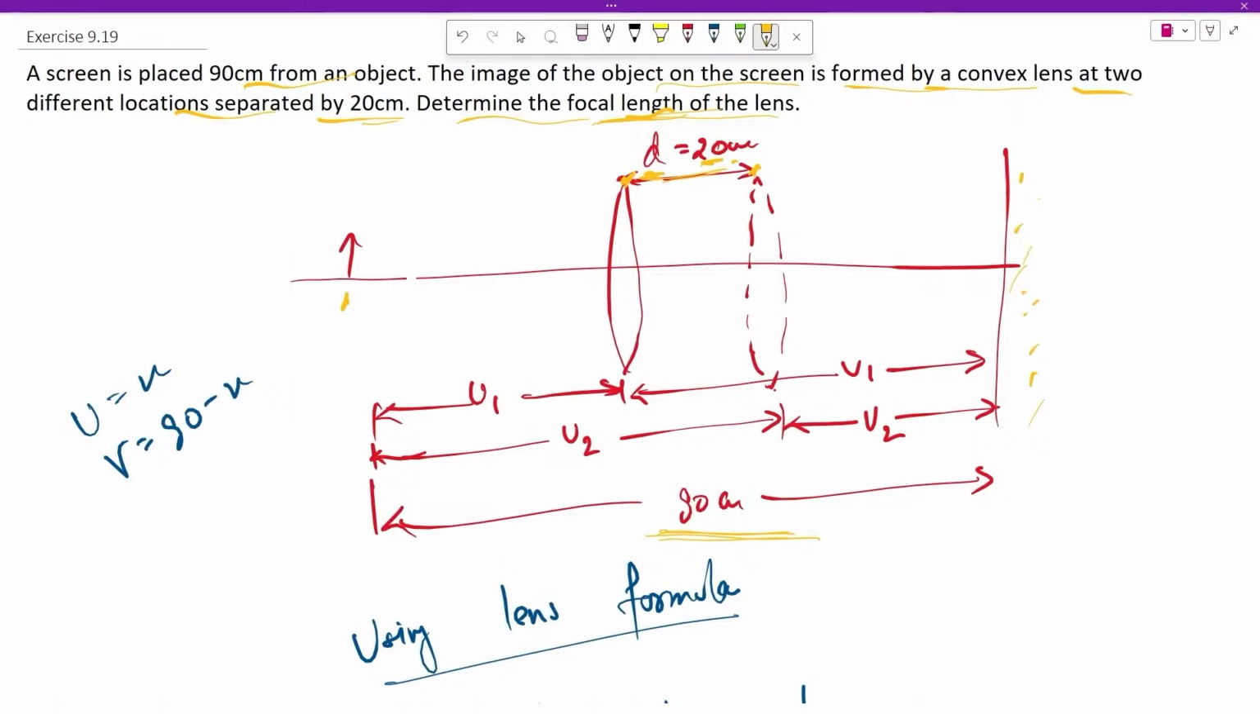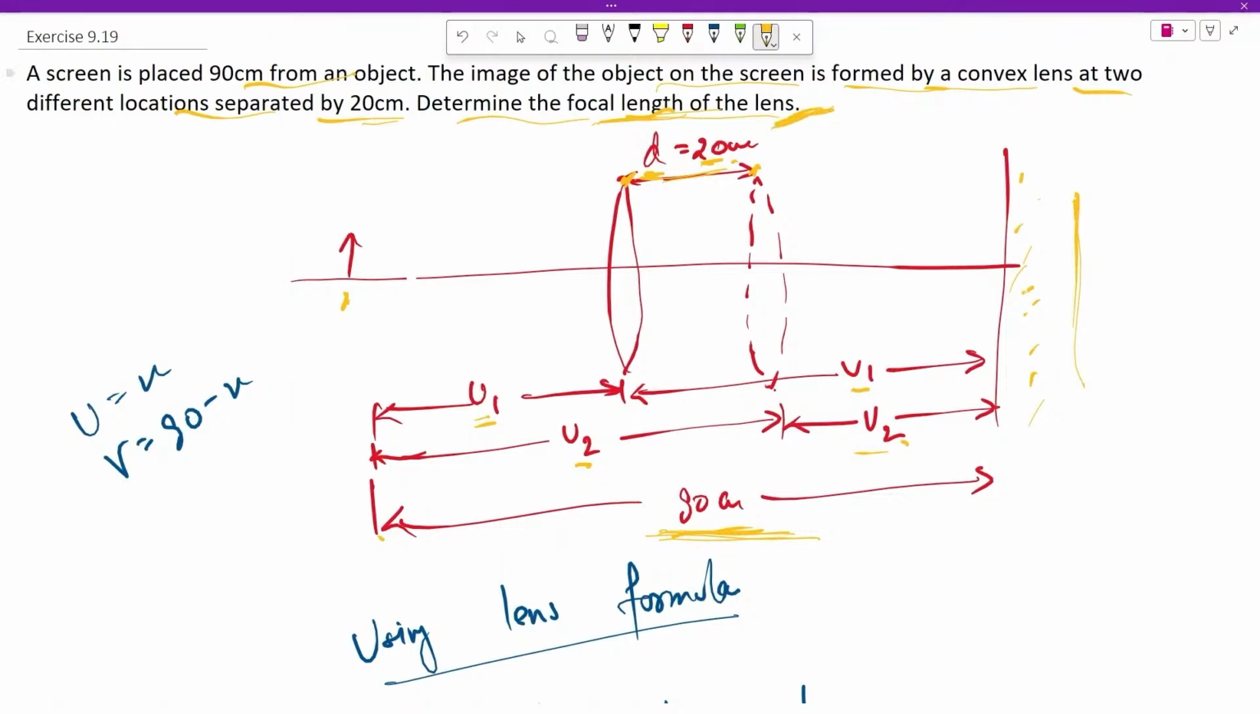So let us assume that the distance of the object from the lens in the first position is u1, and in the second position is u2, and subsequently the image distances would be v1 and v2. Now we know that the distance between the object and the screen is fixed, and that is 90 centimeters, so u1 plus v1, or u2 plus v2, equals 90. Now using these relations, we have to find out the value of the focal length of the lens.